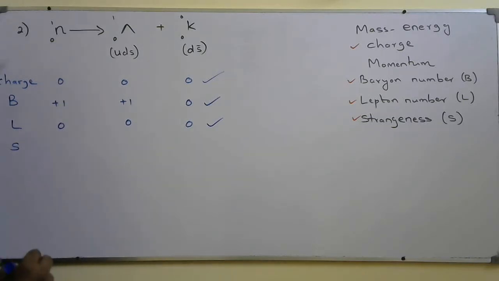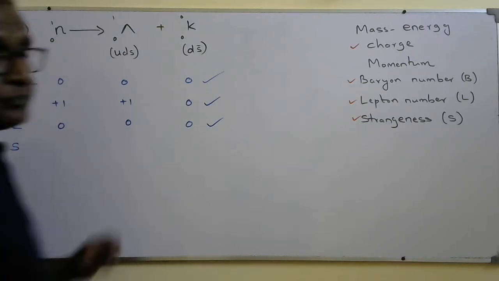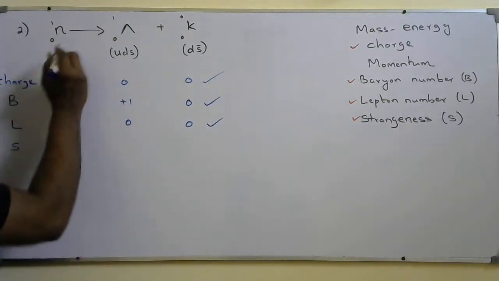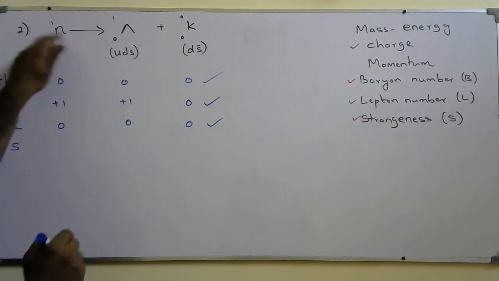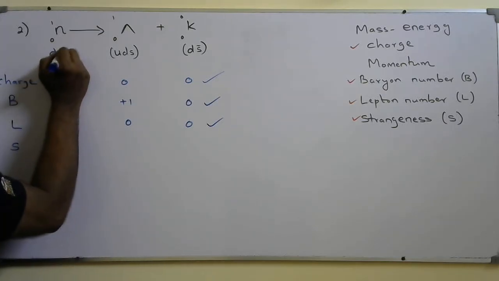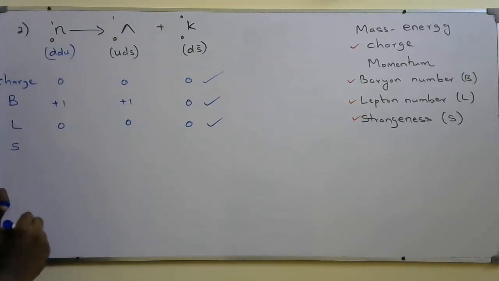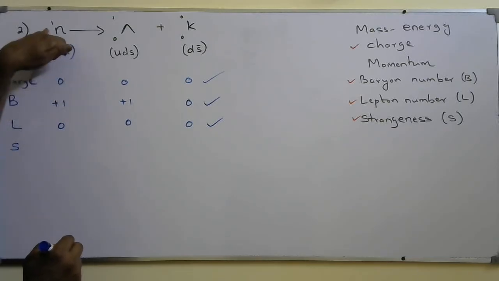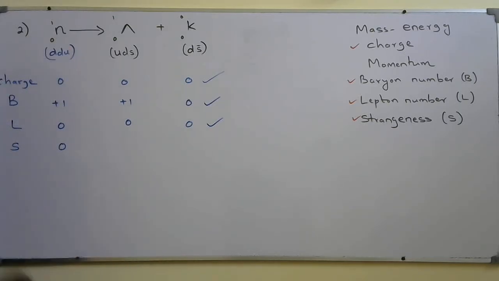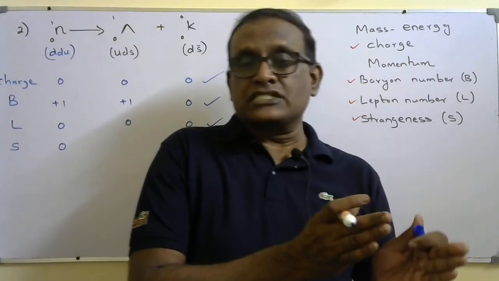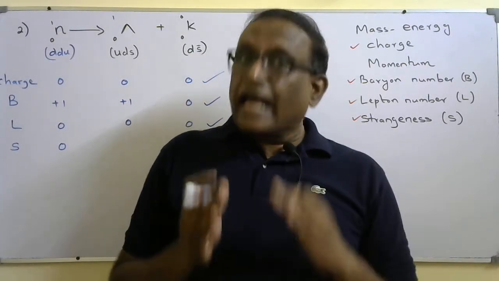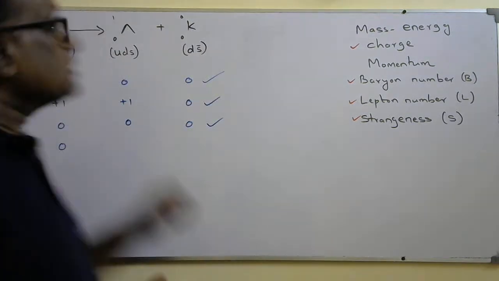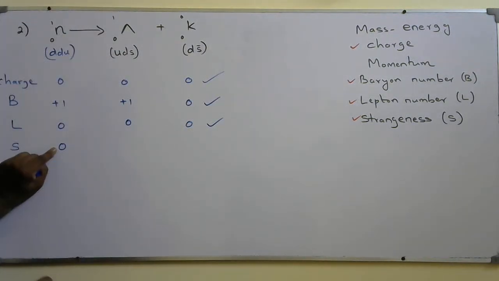Strangeness. Neutron, you must remember the internal structure or its quark composition, DDU. So these will be given, but this you must know, DDU. So it has no S quark. So strangeness of neutron is 0, because strangeness is assigned only for S quarks as -1, anti-S quarks +1. All the other quarks 0. So neutron has no S quark, so strangeness 0.